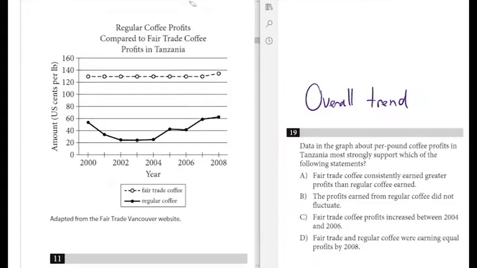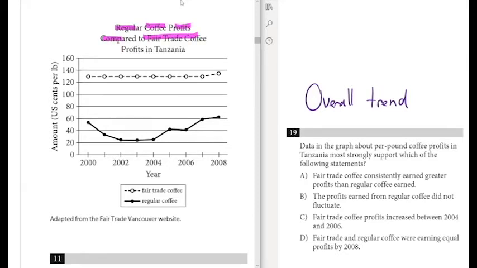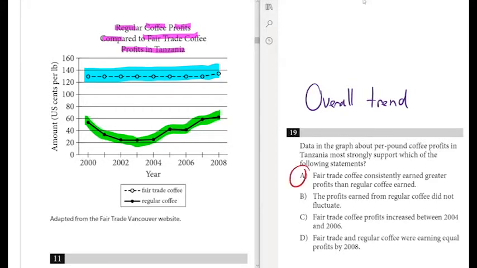For instance, in this situation, we're seeing regular coffee profits compared to fair trade coffee profits. Looking at the two lines, we have regular profits down here consistently and fair trade coffee profits up here. So what's the overall trend of the graph? It's the idea that fair trade profits are much higher than regular coffee profits. And that exactly matches answer choice A. Fair trade coffee consistently earned greater profits than regular coffee earned.